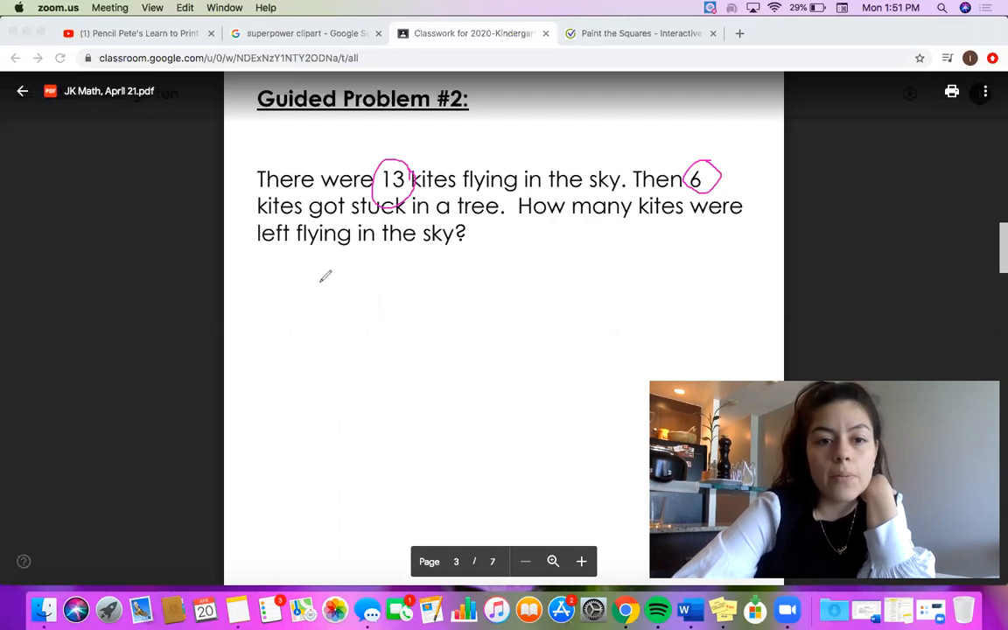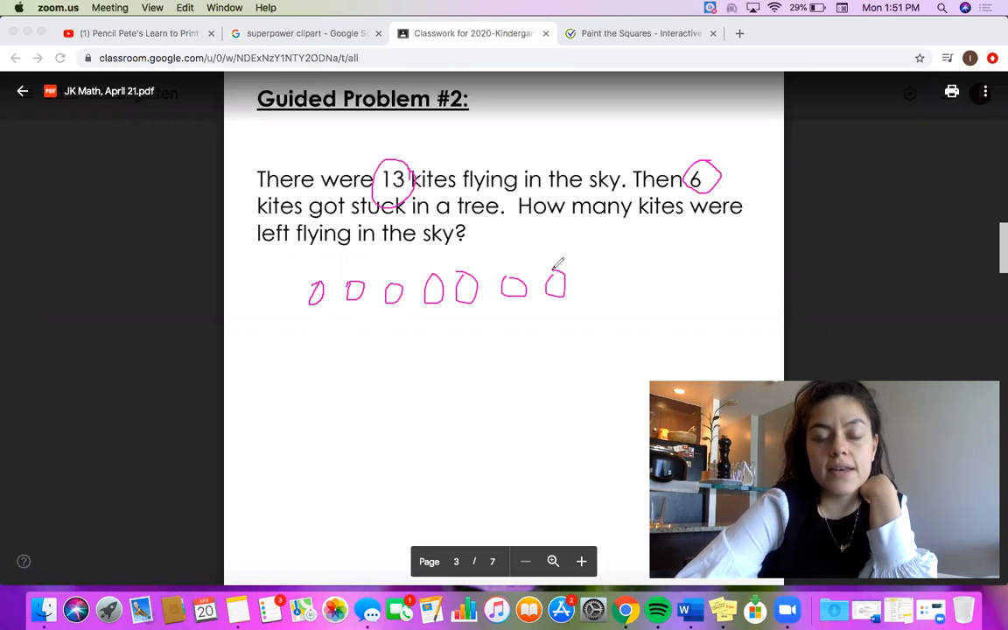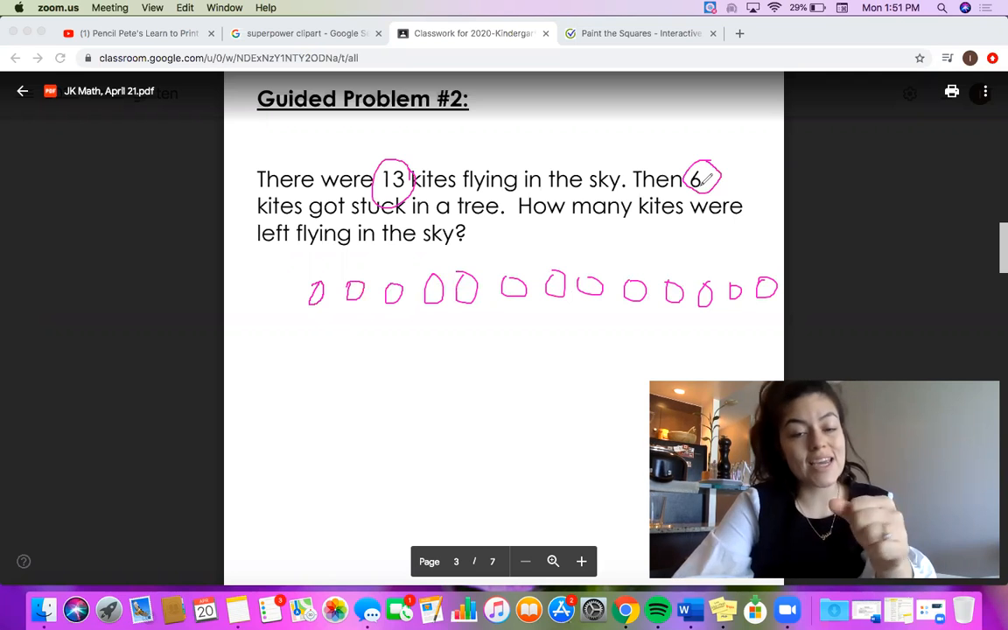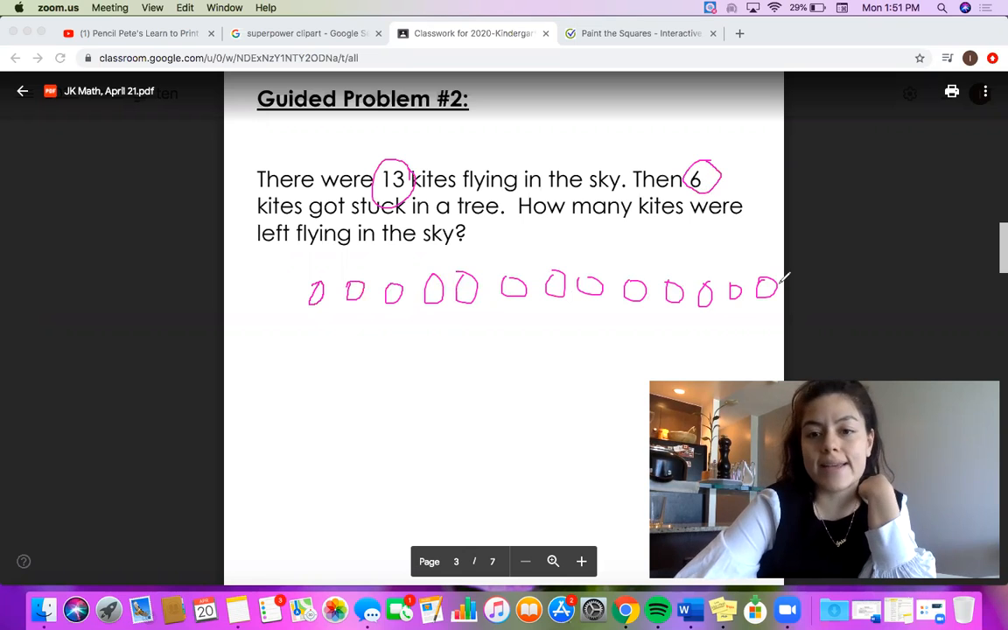Let's draw out our problem. I'll do circles for now. 1, 2, 3, 4, 5, 6, 7, 8, 9, 10, 11, 12, 13. So these are the 13 kites in the sky. Then it says that 6 of them get stuck. So I need to show those being taken away. We're going to subtract 6.